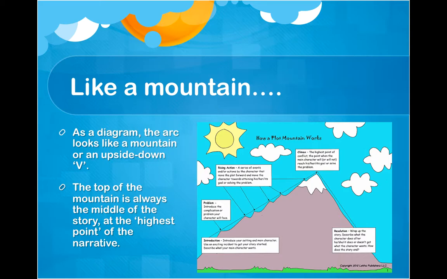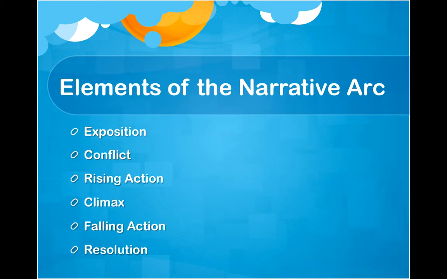Like a mountain. As a diagram, the arc looks like a mountain or an upside down V. The top of the mountain is always the middle of the story, at the highest point of the narrative. Elements of the narrative arc include exposition, conflict, rising action, climax, falling action, and resolution.